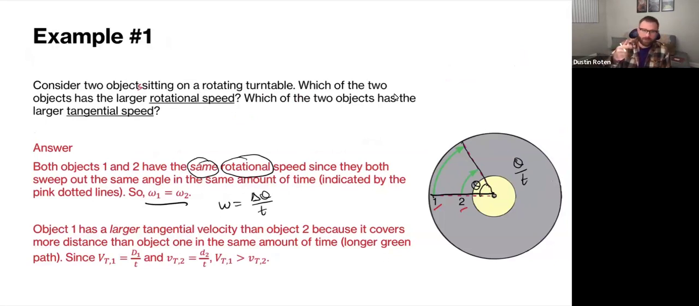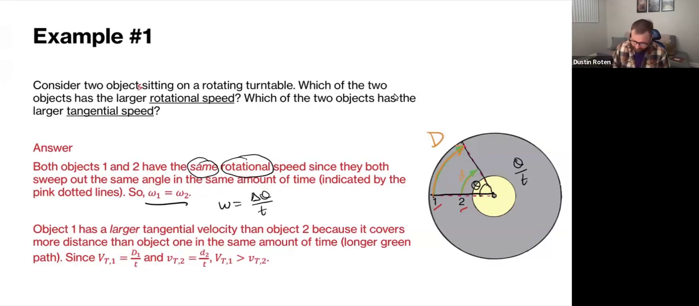Now, the other question is the tangential speed. So object one, in everything we're talking about here, everything is spinning the same amount of time. In that same amount of time, object one covers this long distance, called big D, and object two covers the smaller distance. We'll call it little d.